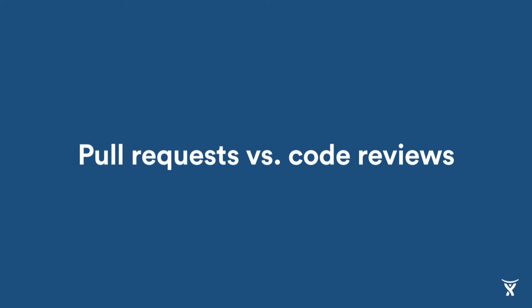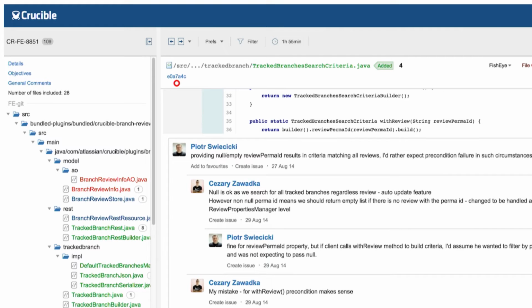First, I want to briefly describe the difference between pull requests and code reviews for those of you who might not use Git or are unfamiliar with pull requests. This is a screenshot of a code review in Crucible. And as you can see, there's a diff of your changes, and also you can write inline comments.